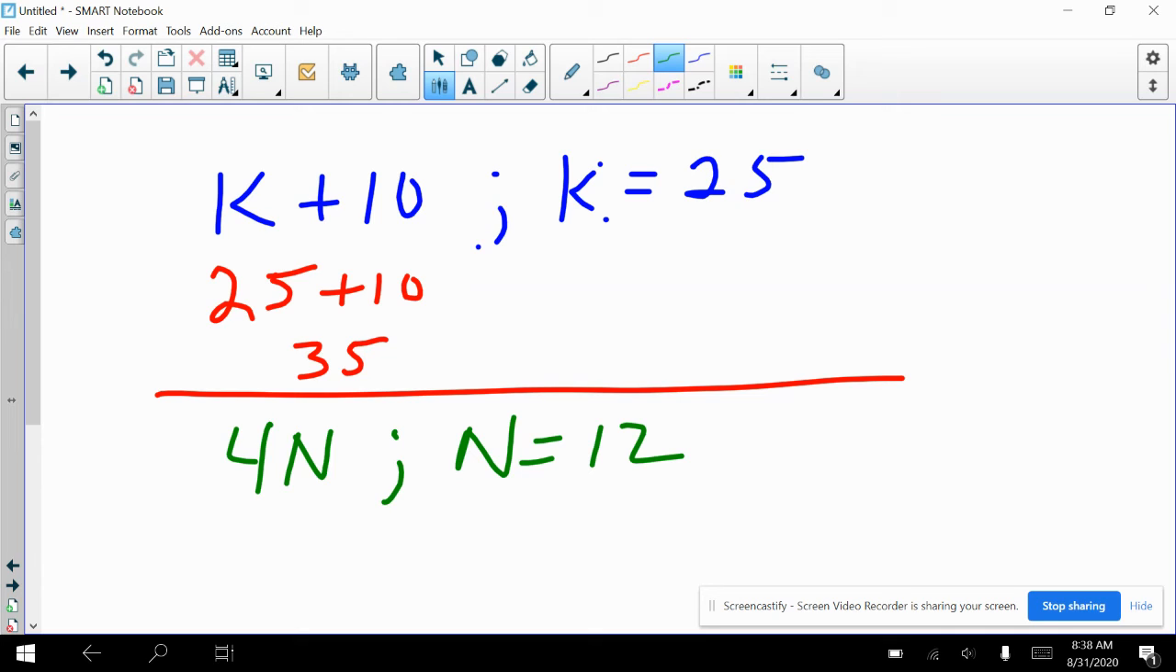For n, where n is equal to 12. Please do not write 412. That would not be good for obvious reasons, right? Okay, what kind of an expression do we have here?